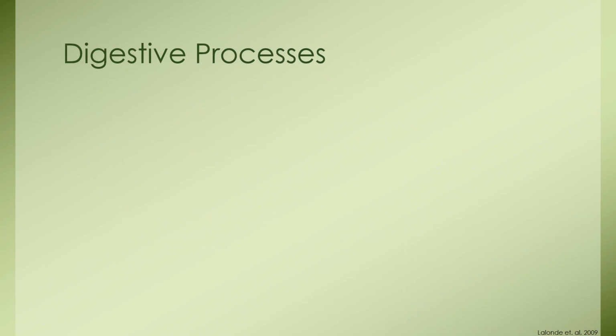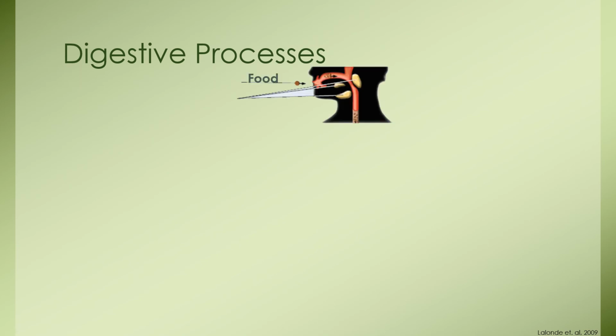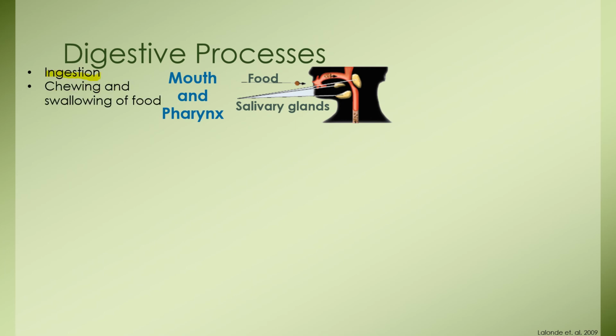Now let's take a look on the overall process. Start from the mouth, where you ingest the food and where you have the salivary glands. So mouth and pharynx. What happens here? First, the ingestion of food, then the chewing and swallowing of food, then the breakdown of the carbohydrates. So I'm going to emphasize here. So here, breaks down the carbohydrates by saliva.